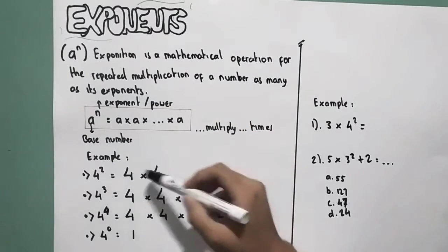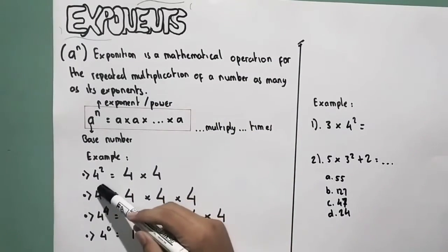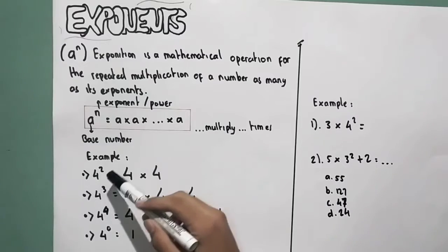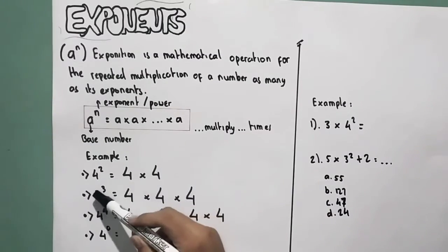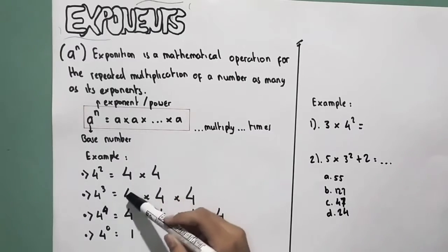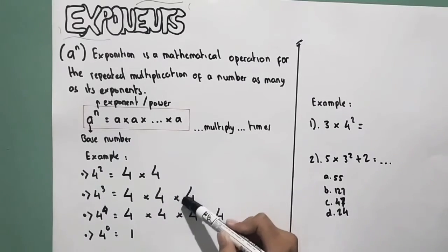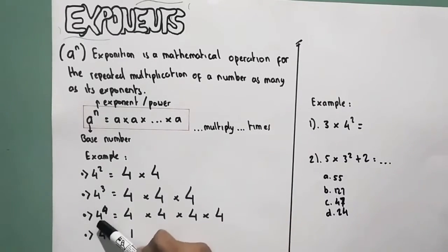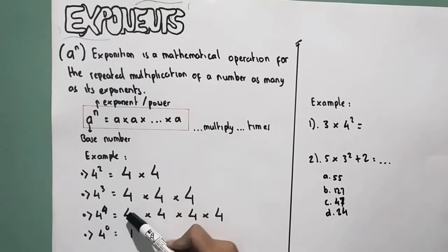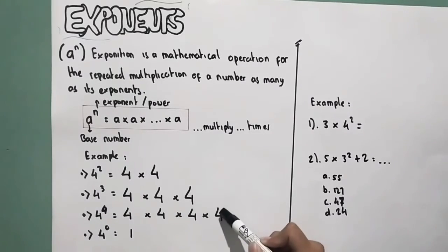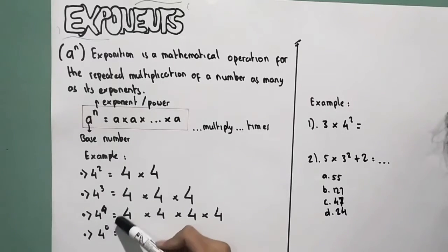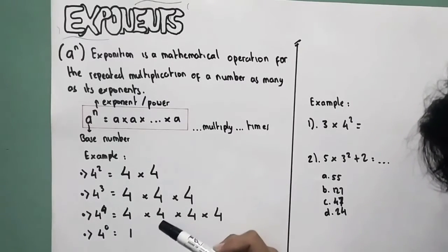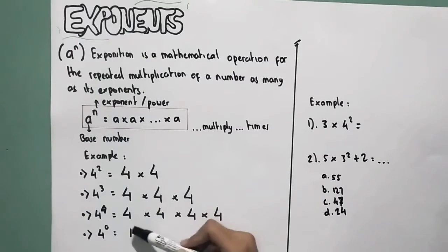So for example, 4 multiplied 2 times is 4 times 4. And 4 multiplied 3 times is 4 times 4 times 4. And 4 multiplied 4 times is 4 times 4 times 4 times 4. But if the exponent is 0, then the answer is always 1.